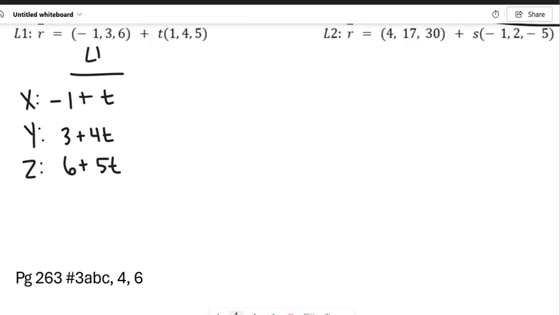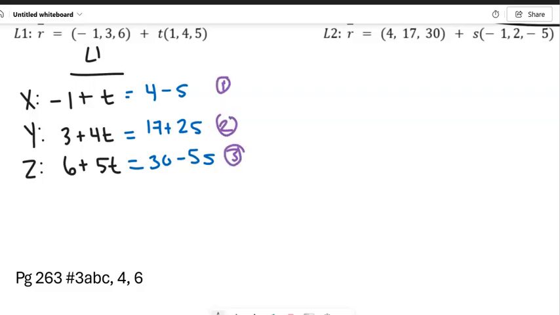In line 2, I'm starting at 4, 17, and 30. And x in line 2 is moving negative s each time. y is moving positive 2s each time. And z is moving negative 5s each time. Okay, I'm going to label these 1, 2, and 3.